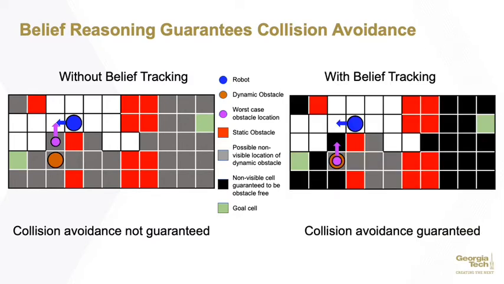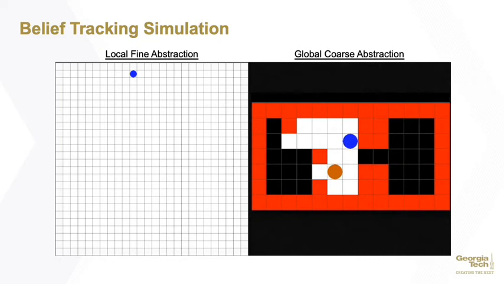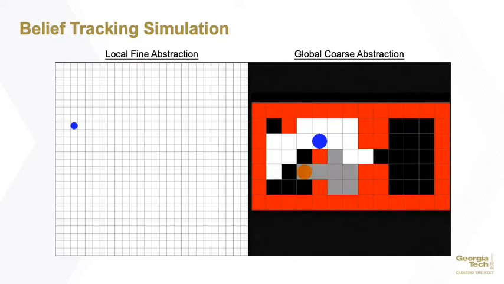Here we can see the same scenario, but the tracked belief guarantees the obstacle is within the gray region and cannot collide with the robot at the next turn in the game, allowing the robot to advance to the next cell. Here we can see a simulation run of both the action and navigation planners. We can see how the belief updates as the game evolves.